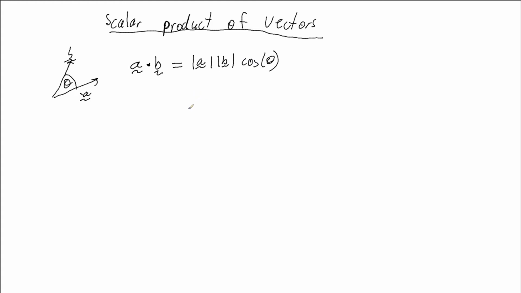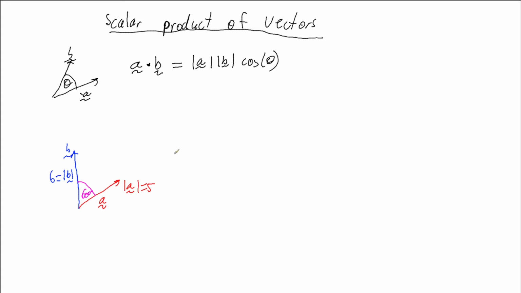So let's look at an example where we have two vectors. I've got vector A, and the magnitude of A is 5. And I've got another vector over here, vector B. I'm going to try and draw it a little more accurately to the angle I'm planning on putting in. The magnitude of B is 6, and the angle between them is 60 degrees. What's the scalar product of these two vectors?